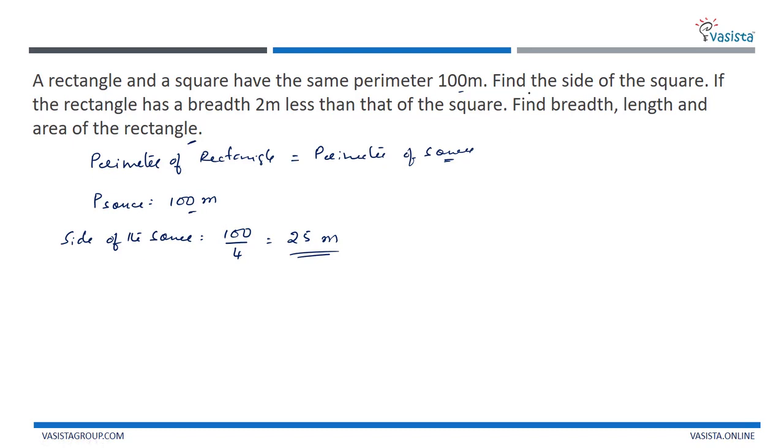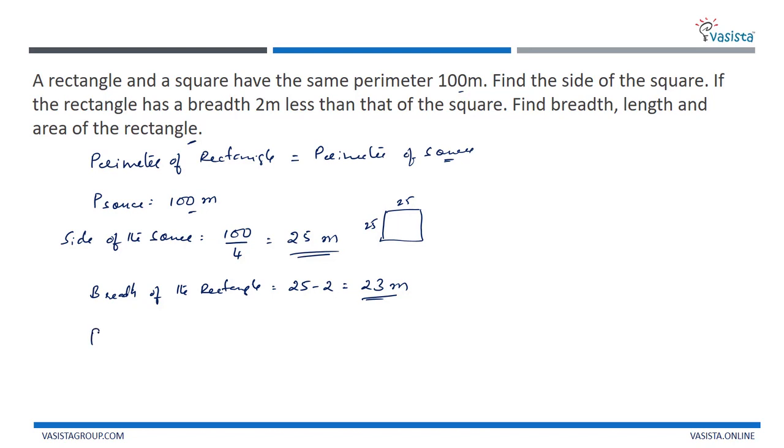Now, if the rectangle has a breadth 2 meter less than that of the square, here in case of square all sides are equal, that is 25 meter only, and they have given the breadth of the rectangle is equal to 2 meter less than that of the square, that is 25 minus 2, which is going to be 23 meter. This is the breadth of the rectangle.